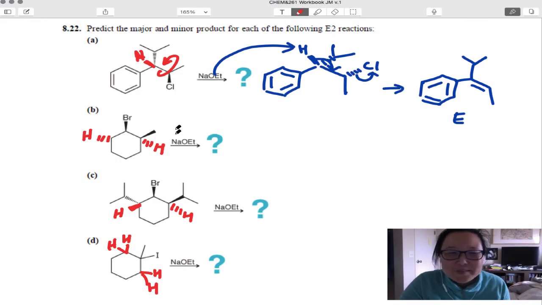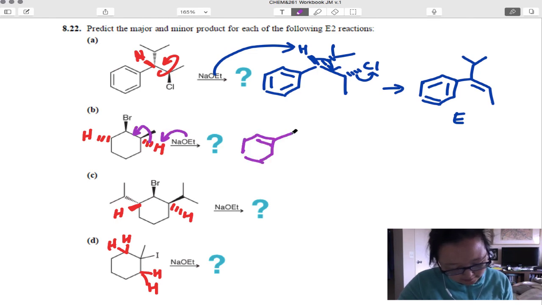Okay guys, with this one I have a small strong base, so this is E2, and I'm going to grab the antiperiplanar hydrogen. Now there's two of them, but I'm going to want the one that leads to more stable product if that's possible. So this one will be slightly faster. Now notice this is no longer wedged because this is now sp2 planar. Okay, so that's our major product there.